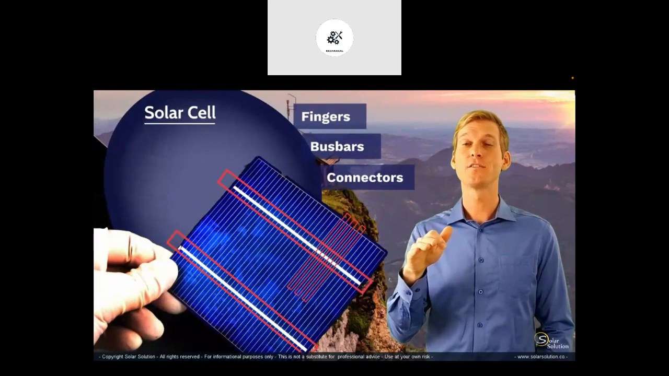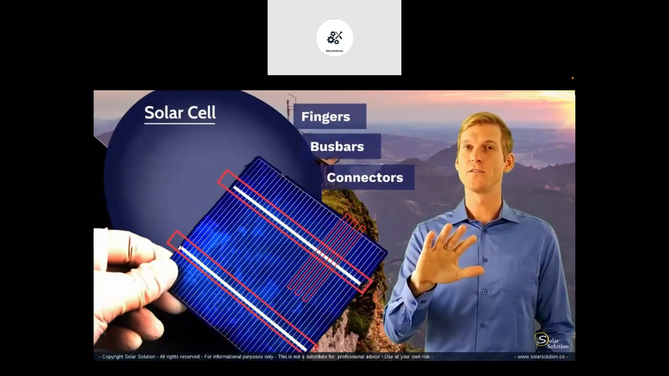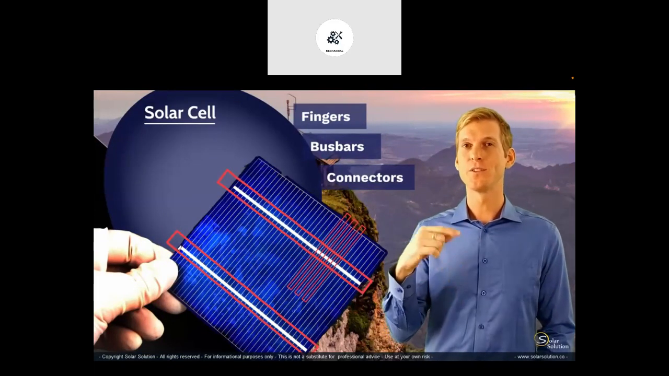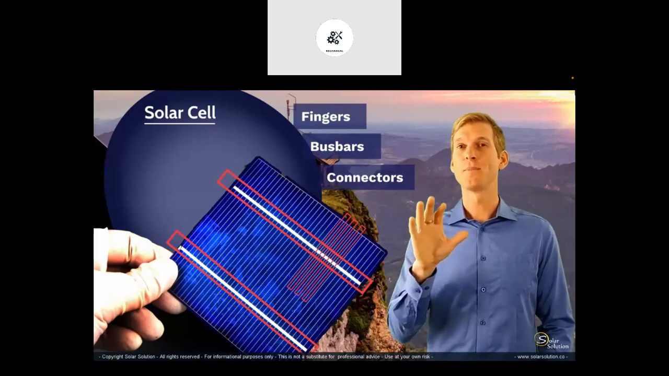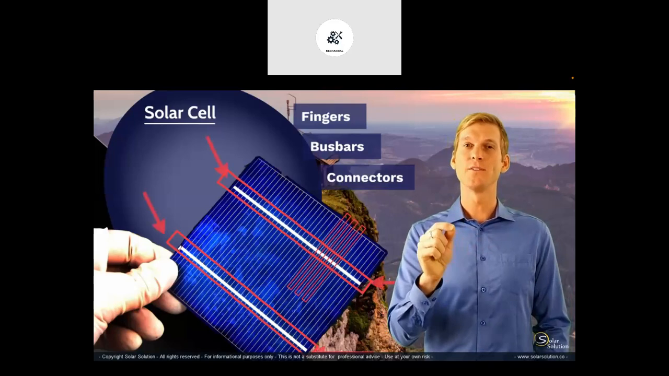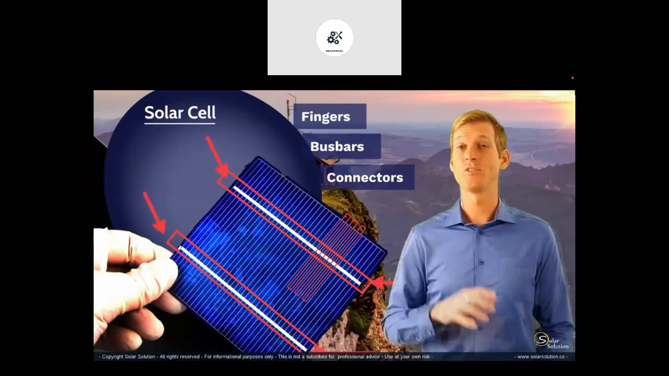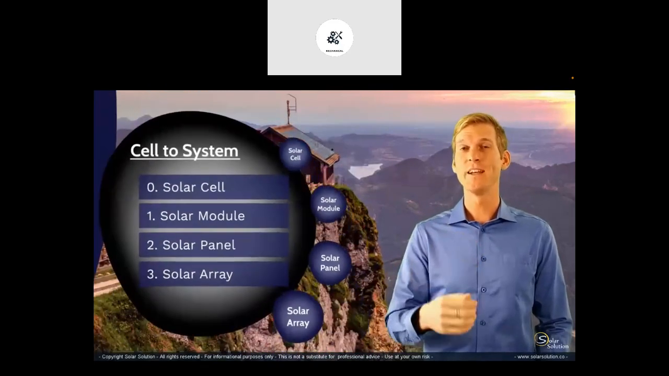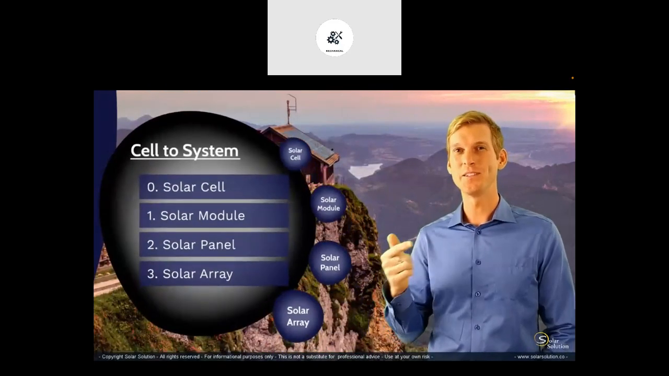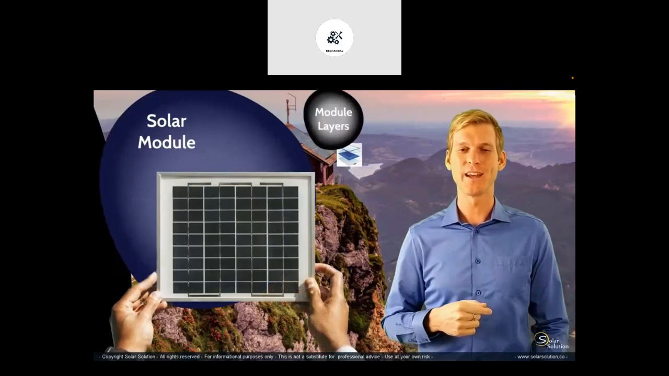And then the fingers collect the power from the solar cell, redirect it through the bus bars, which are the larger kind of conductive material that are attached to the surface of the solar cell. And then, of course, you want to connect the solar cell to other solar cells. So at the end of the bus bars have the connectors where they are welded together with the other solar cells. So now you understand what a solar cell is.